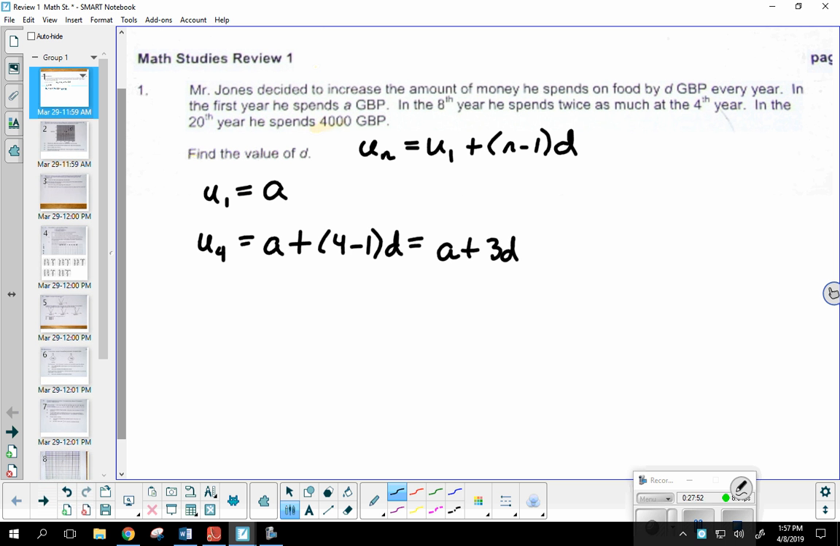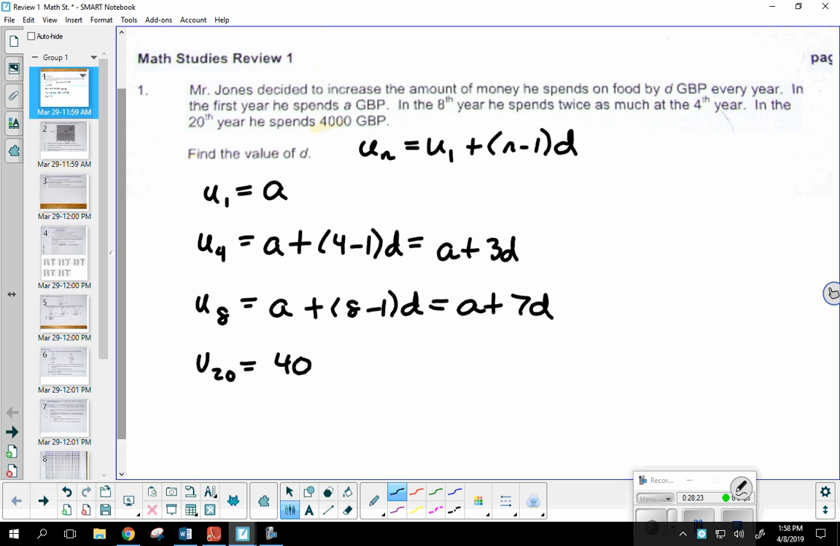Now I'm going to do the same thing for the 8th year. So we start with the first term A plus, but what's the value of n this time? 8. So this would be 8 minus 1 times D. So that would be A plus 7D. All right. And now I'm going to go one more. In the 20th year, he spends 4,000. So I'm going to say U sub 20 is equal to 4,000 British pounds.